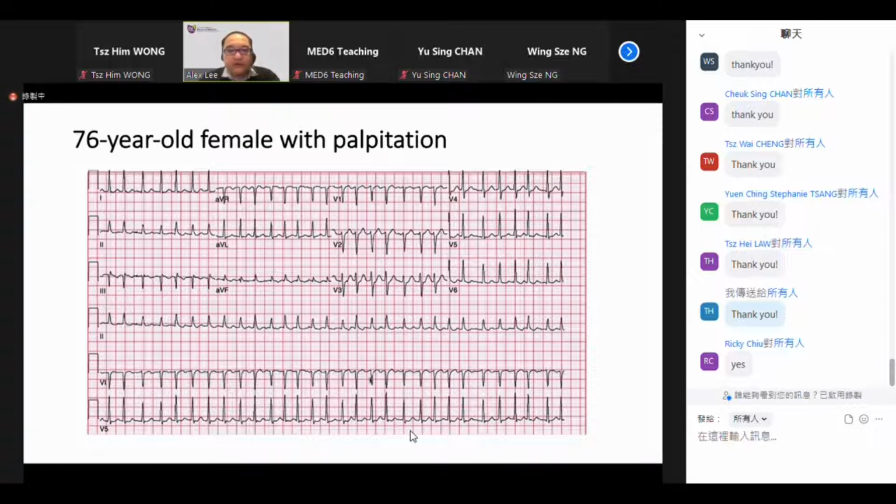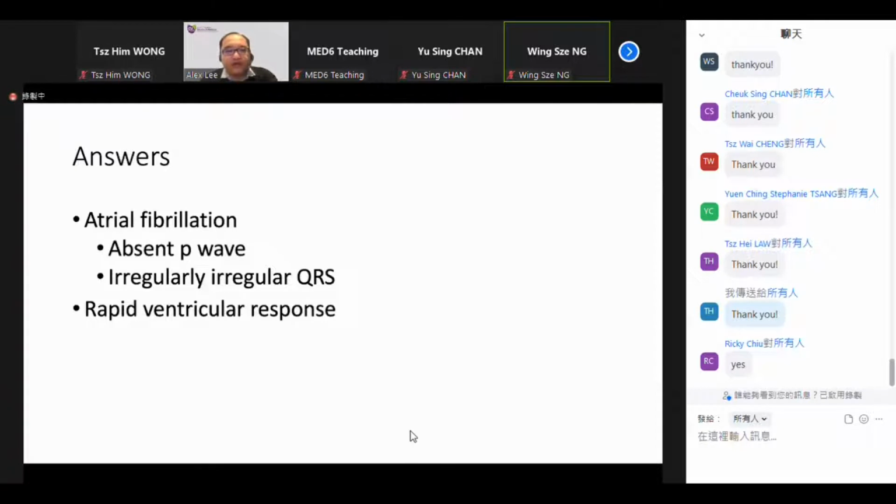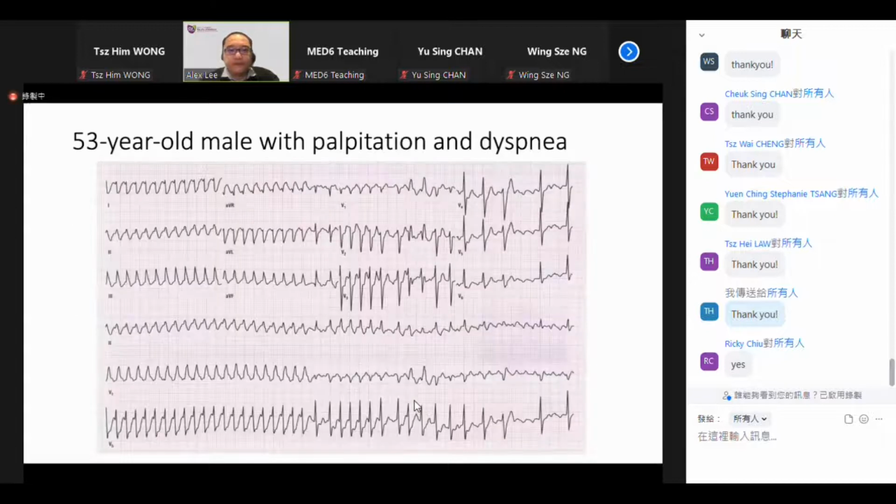Good. So this patient has atrial fibrillation: absent P wave, irregular QRS complex, and rapid ventricular response. So, full marks for this question, if it happens in the short question. Okay.